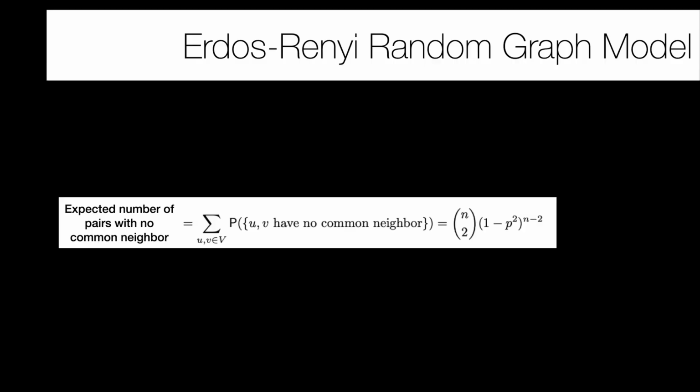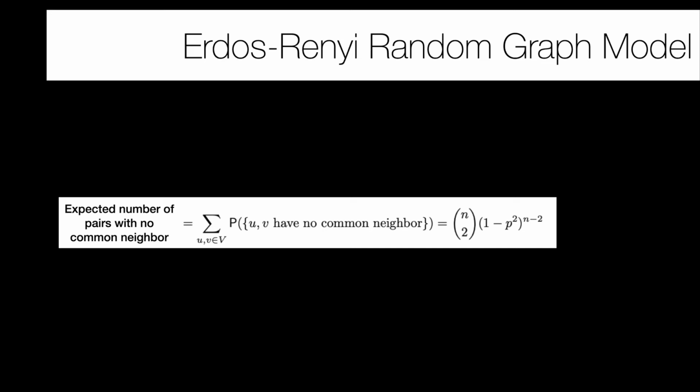To evaluate the diameter for these random graphs, this ER model, we can ask a slightly different question. Rather than trying to calculate the expected path length between two nodes in a graph, we can calculate a slightly different number and ask, what's the expected number of pairs with no common neighbor? That means that if you have two nodes with no common neighbor between them, you have to have a path length of greater than 2.